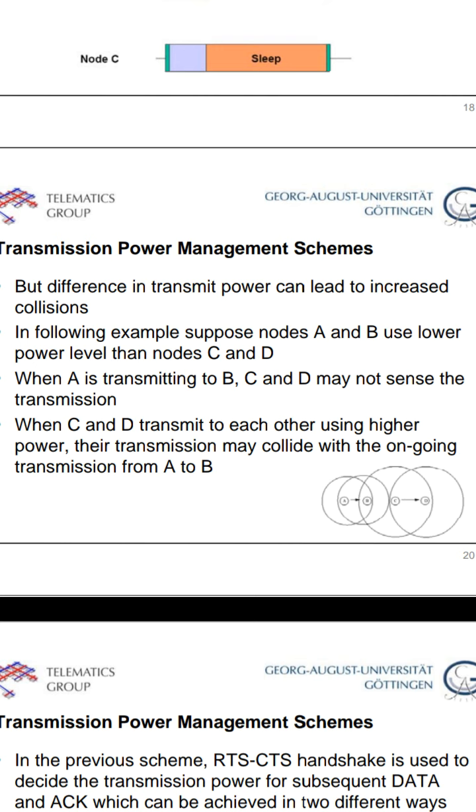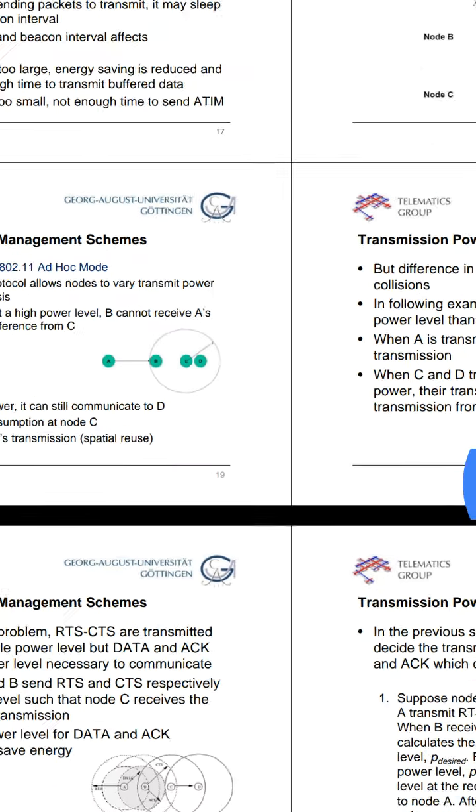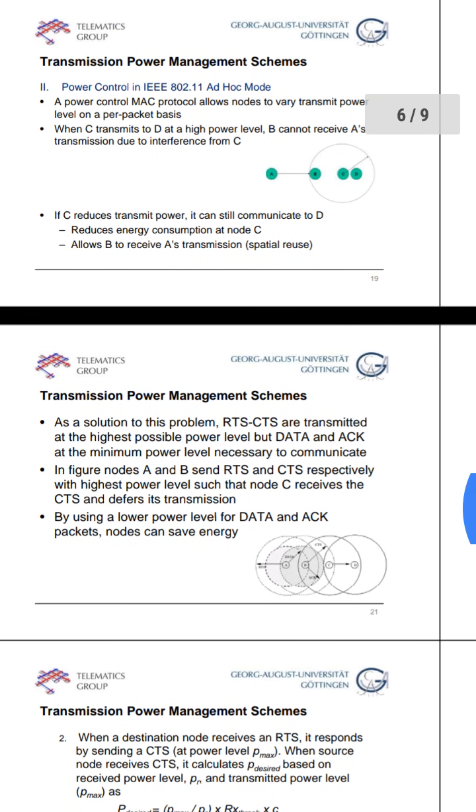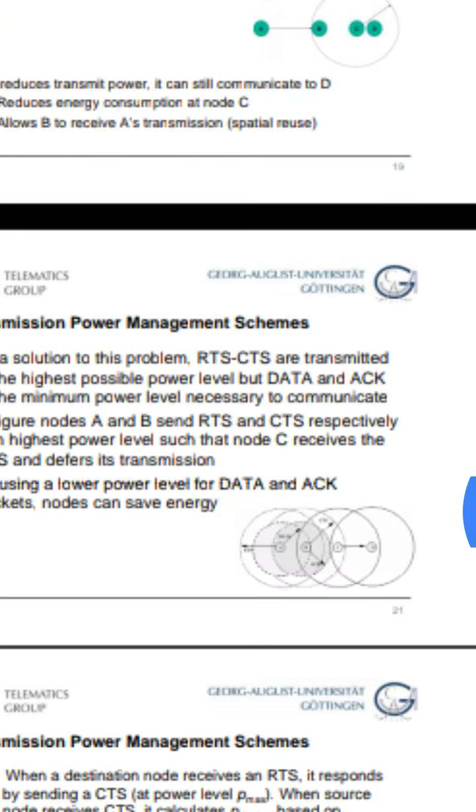When A is transmitting to B, C and D may not sense the transmission. When C and D transmit to each other using high power, the transmission may collide with the ongoing transmission from A and B. So like this the transmissions will be done. So here are the transmission power management schemes.